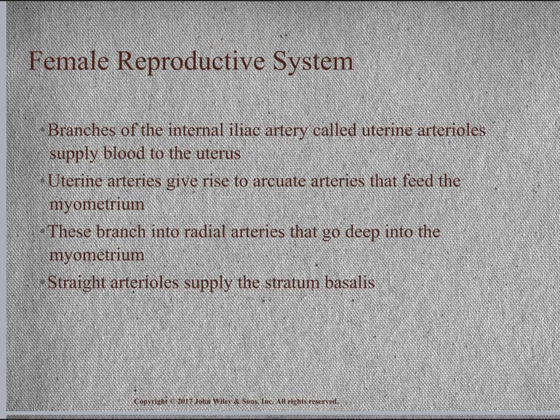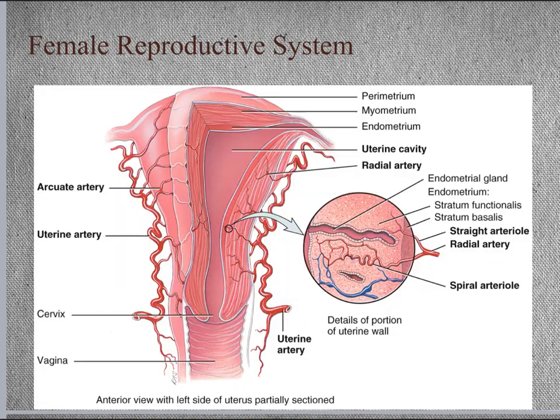Let's take a quick look at the blood supply to the uterus. Now, the uterus is highly vascularized, which is why it engorges with all this blood and nutrients and nourishes a zygote. The branches of the internal iliac artery, called the uterine arteries, supply blood to the uterus. The uterine arteries give rise to arcuate arteries that feed the myometrium. These branch into radial arteries that go deep into the myometrium. And then ultimately we have straight arterioles that supply the stratum basalis.